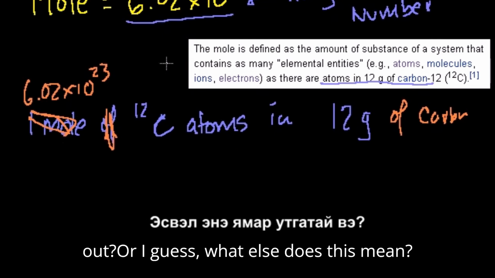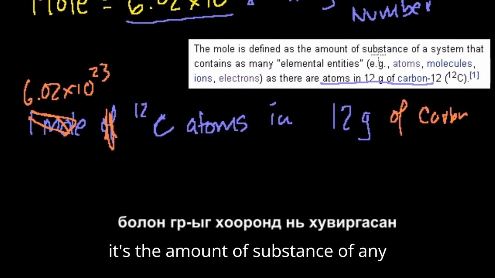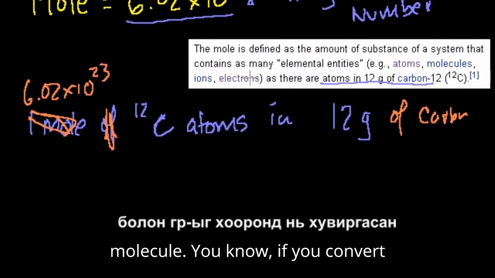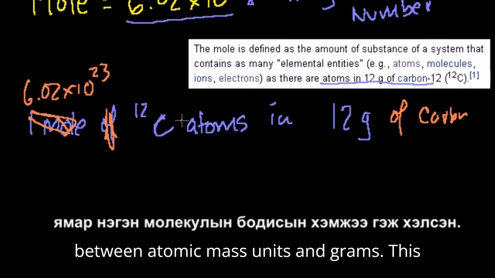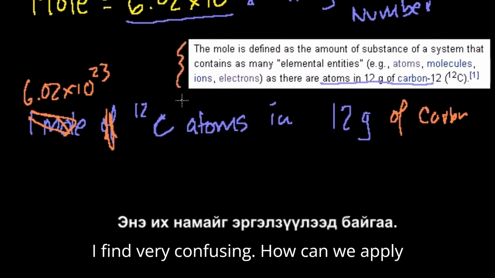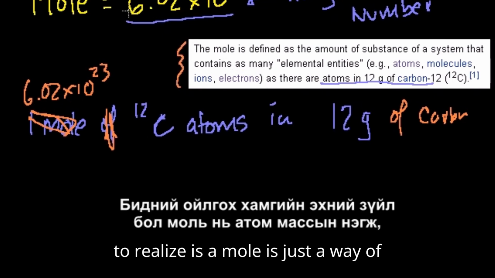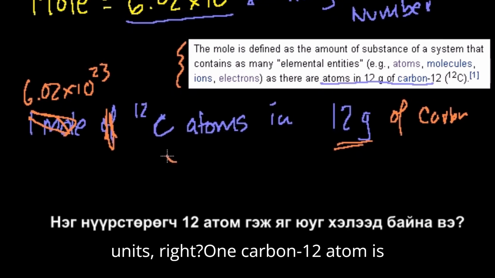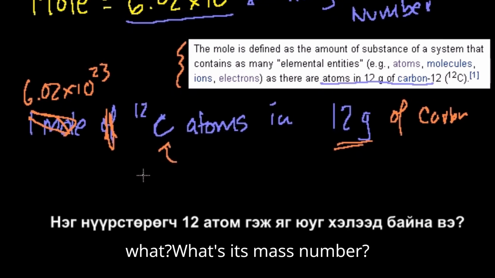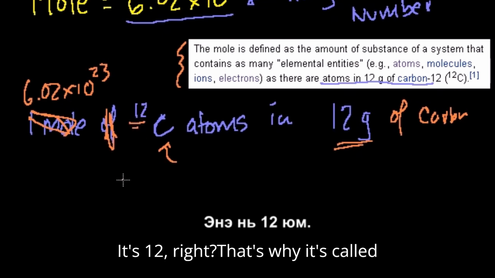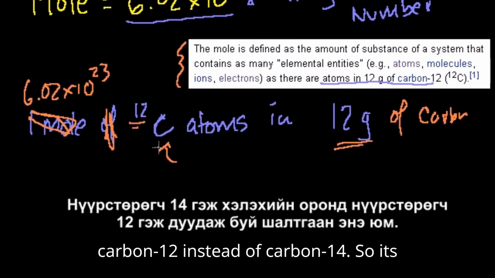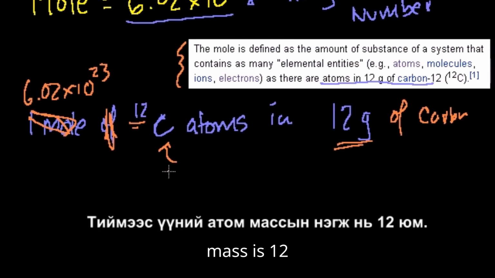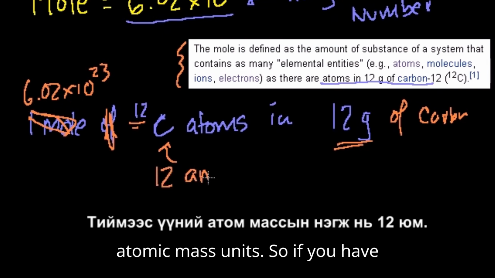How do you figure that out? Or I guess, what else does this mean? I mean, they said it's the amount of substance, and you convert between atomic mass units and grams. This I find very confusing. How can we apply this in other places? So the first thing to realize is a mole is just a way of translating between grams and atomic mass units, right? 1 carbon-12 atom is what? What's its mass number? It's 12, right? That's why it's called carbon-12 instead of carbon-14. So its mass is 12 atomic mass units.